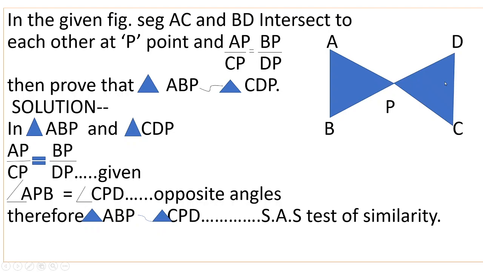On which reason? Both angles are opposite angles. So I write here angle APB is congruent to angle CPD. Reason: opposite angles. In this solution, we show the ratio of two sides equal and one angle, that is the opposite angle, also congruent.